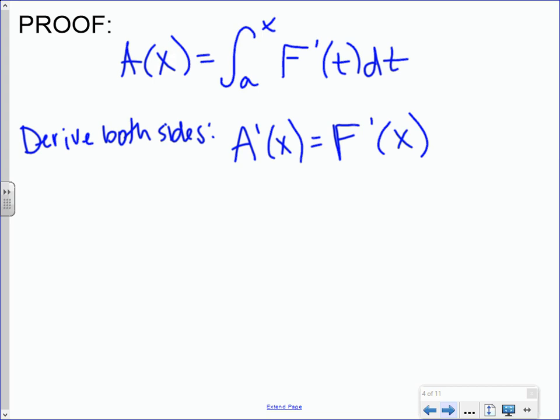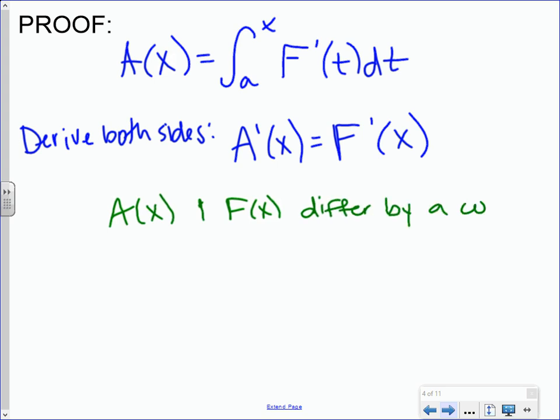So, we know that A of x and F of x differ by a constant. Okay? Basically, if we take A and we subtract F, we should get just a constant. We're going to call it c. All right?